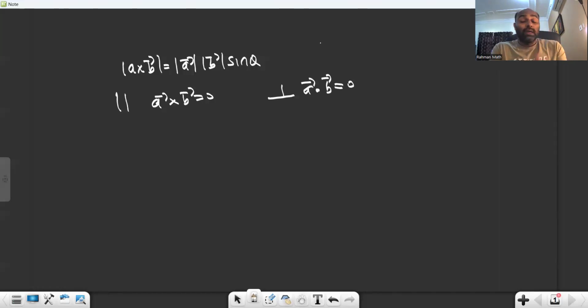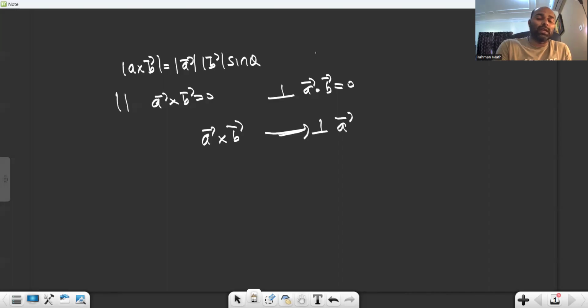A cross B is the vector which is perpendicular to both A and B. Don't forget. If they're asking for a vector which is perpendicular to both A and B, you just find A cross B. These are all the basic ideas. So we are starting. Question number 9. Many questions are there.